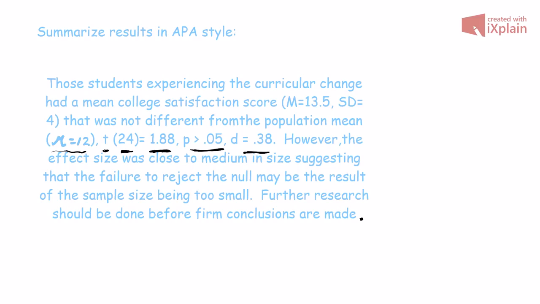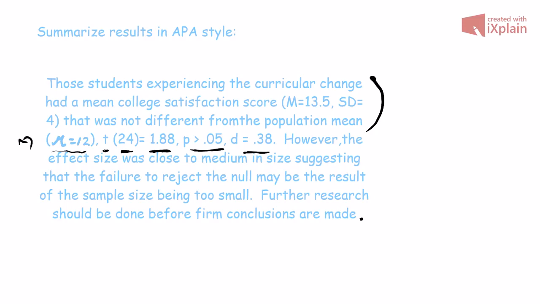So this first sentence is simply saying whether or not you rejected the null, really. Remember, you're trying to decide when you do a significance test whether the difference between the sample mean and the population mean is likely or unlikely to be due to sampling error. Well, in this case, it could have been due to sampling error because the P was greater than 0.05. So that's simply what we're saying. The sample mean was not different from the population mean. That's what the first part says. And then we just add in all the statistical information at the end of the sentence.